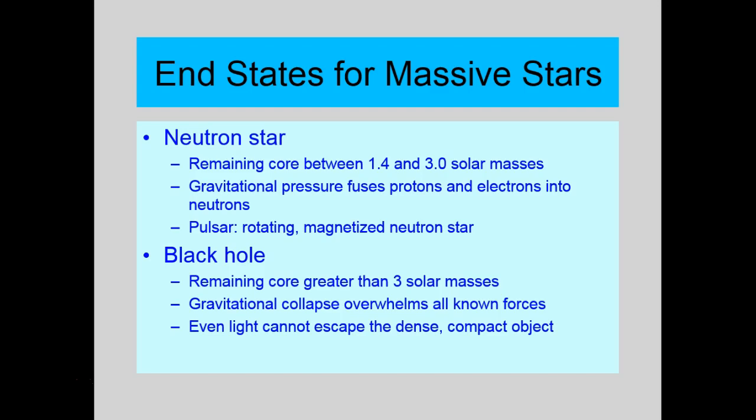Okay. Now, that's your less massive of the more massive stars, if that makes any sense. Your really massive stars, those whose remaining core is greater than the 3 solar masses. Now, there's nothing special about 3 solar masses. It's just something we can at least sort of have an idea about. But those that are beyond that, their gravitational collapse overwhelms all known forces. Yes?